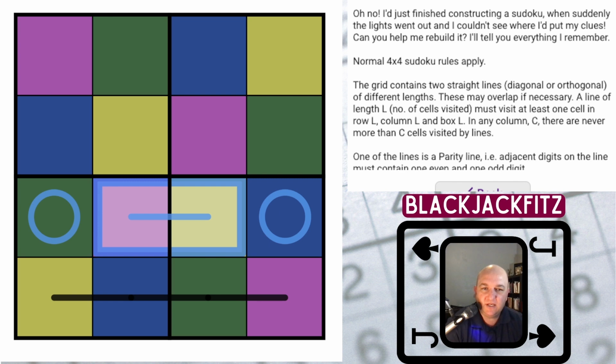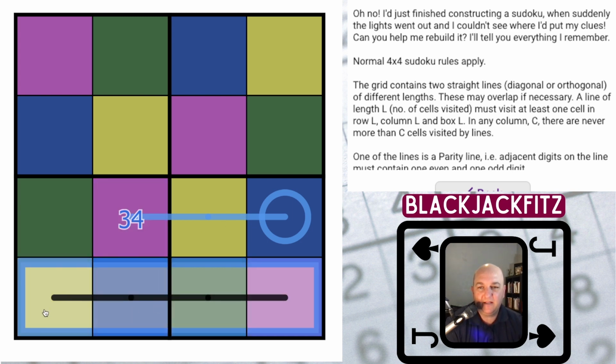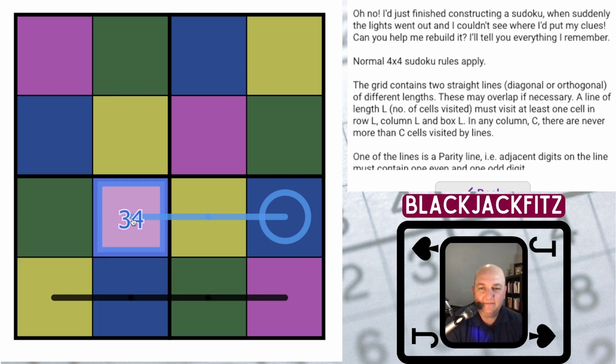All right, let's imagine this is the line. Then we would know that pink is either 3 or 4. In fact, it would be. If this is the parity line, this would have to be it.